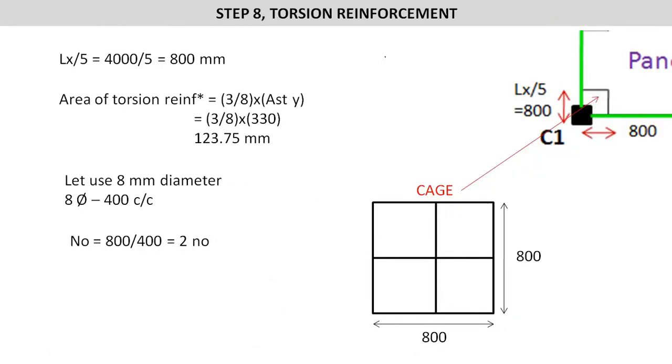So last, step number 8, torsion reinforcement. As I told, at the corners the cage is provided here. So already the distance has been provided, that this distance for the cage can be calculated by Lx by 5, and the value of Lx is 4000 mm divided by 5, which means 800 mm. So the size of the cage will be 800 cross 800, which has been shown over here.